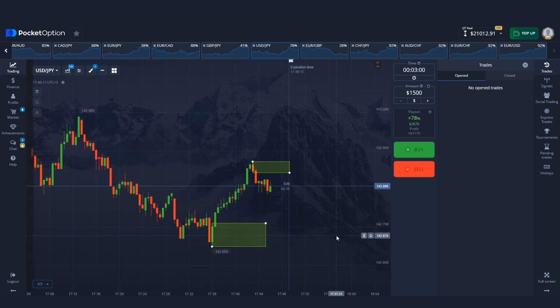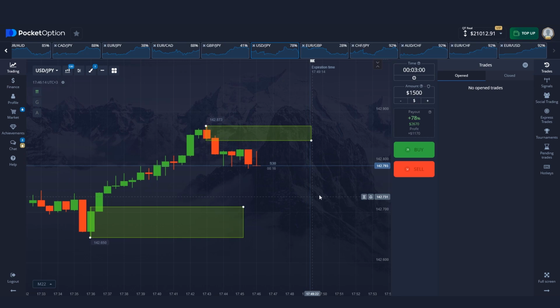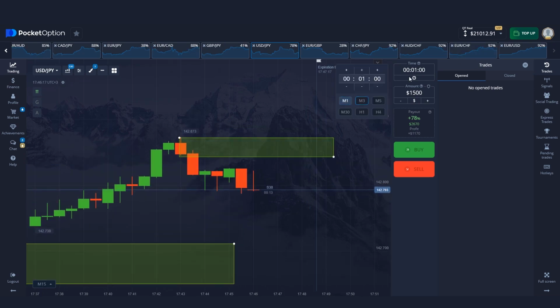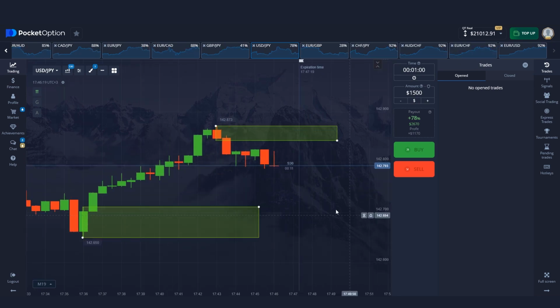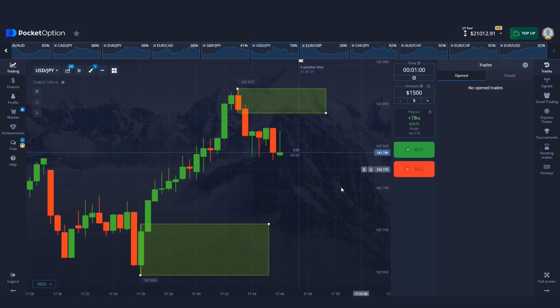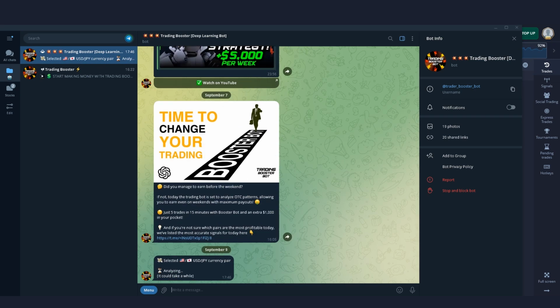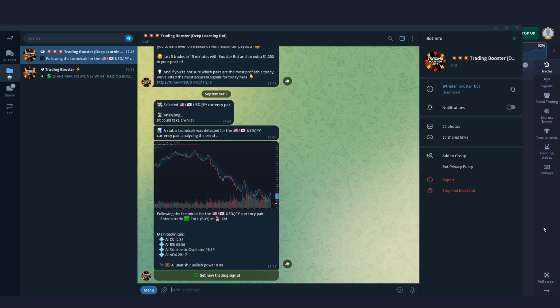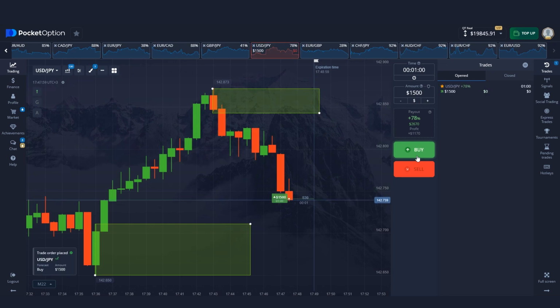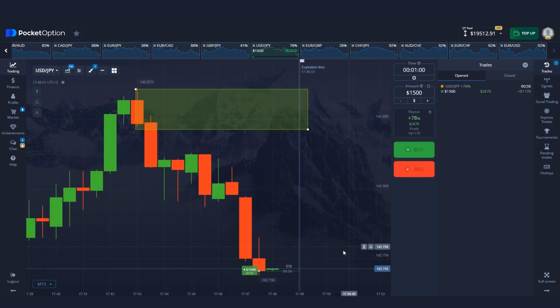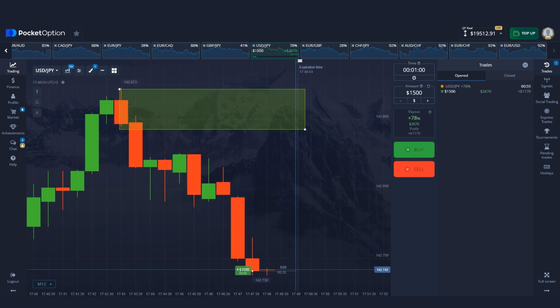Now I need to figure out where the price is going to go, upper or lower order block. I'll prepare the whole platform and let's re-interview the Booster Bot. What should I do? Which way to open a trade? Upper order block or lower order block? I choose dollar and Japanese yen. The expiration time is 1 minute. I get a buy signal, which means that the price will go to the upper order block. I immediately open a buy trade.